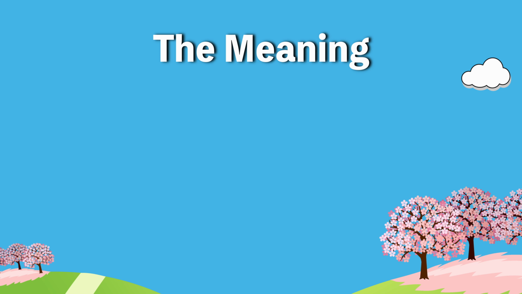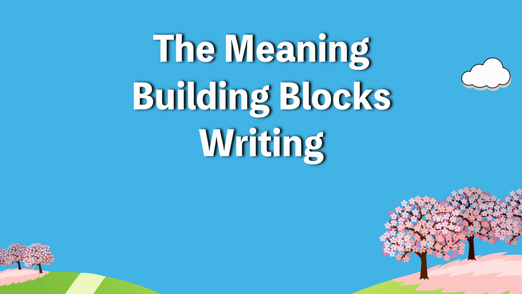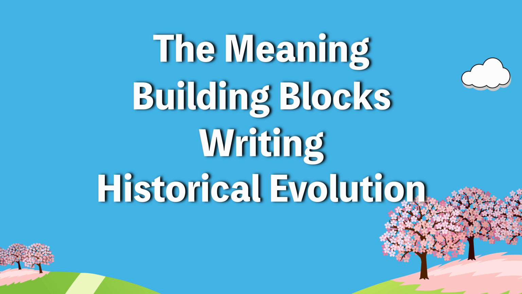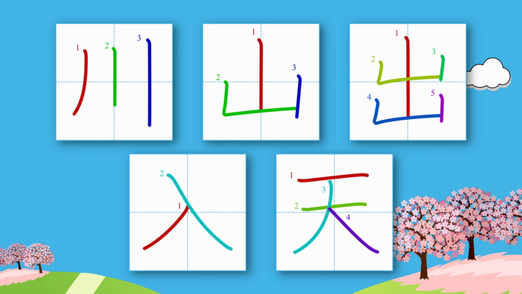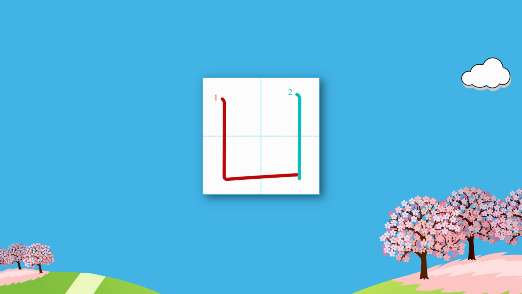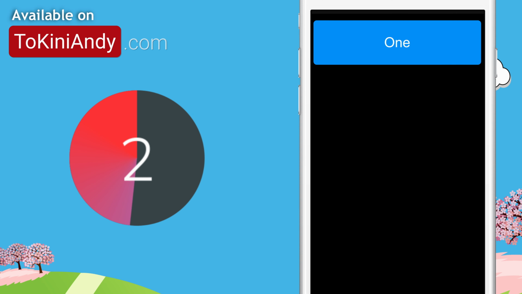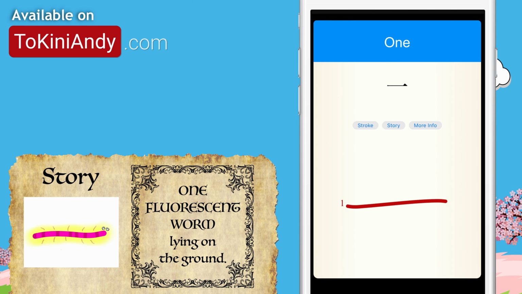Today we're going to cover the meaning, building blocks, writing, historical evolution where applicable, and a story to memorize each of the following kanji. We'll also learn the parts and radicals needed for those kanji. Today, there's only one new part, and stick around to the end of the lesson where we'll be doing a quick quiz to help everything stick.